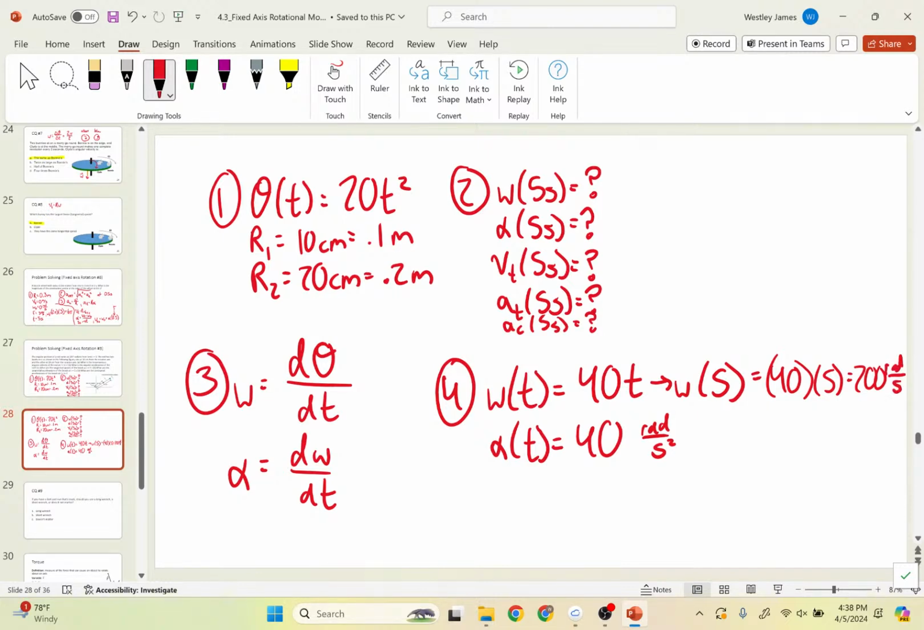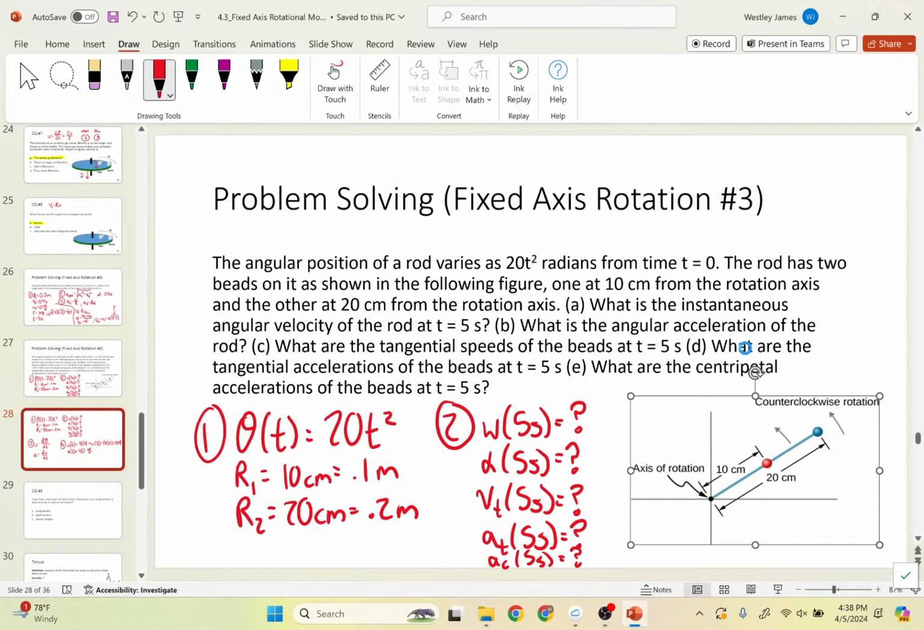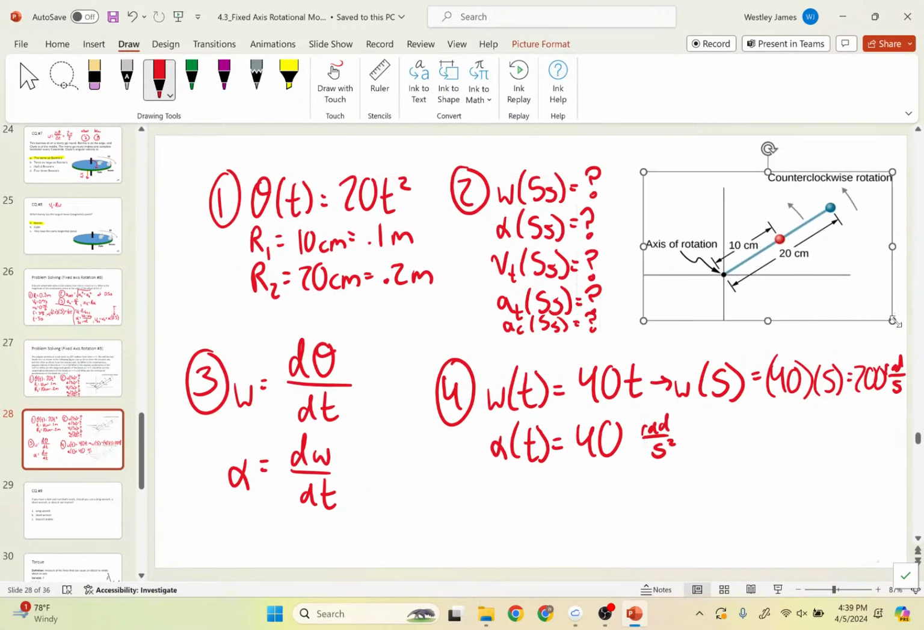So again, this problem seemed really complicated, seemed like there was a lot going on. Really simple. Now, we do need to remember that there were two beads here, and it technically says find the angular velocity for both of them. So I want you to spend a few seconds. I just calculated angular velocity. Which one did I calculate the angular velocity for? The answer is both of them.